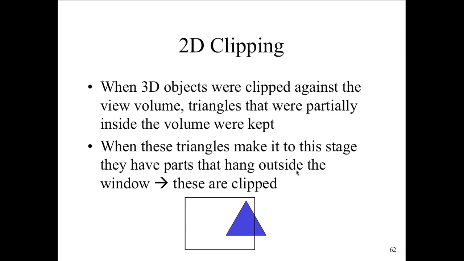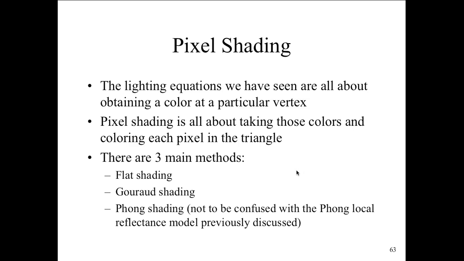So in terms of 2D clipping, when the 3D objects are clipped against the view volume, triangles that are partially inside the volume are kept, and the parts outside are taken away. So when these triangles make it to this stage, we have parts that hang outside of the window and they're clipped away. Because we can't see them, we might as well just get rid of them.